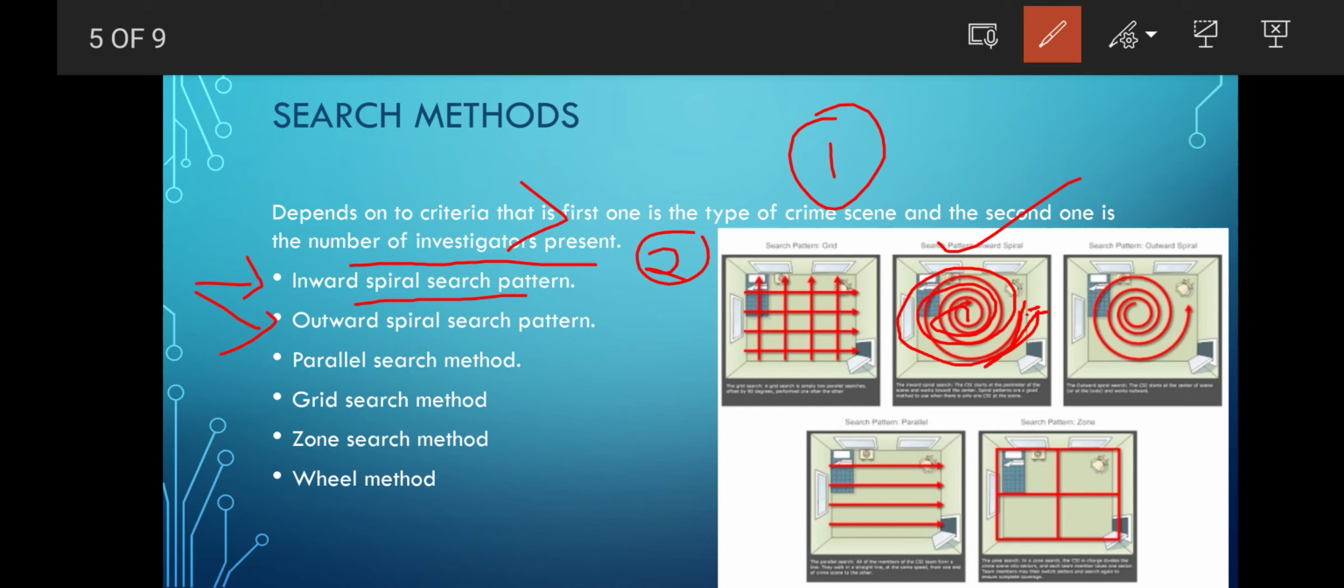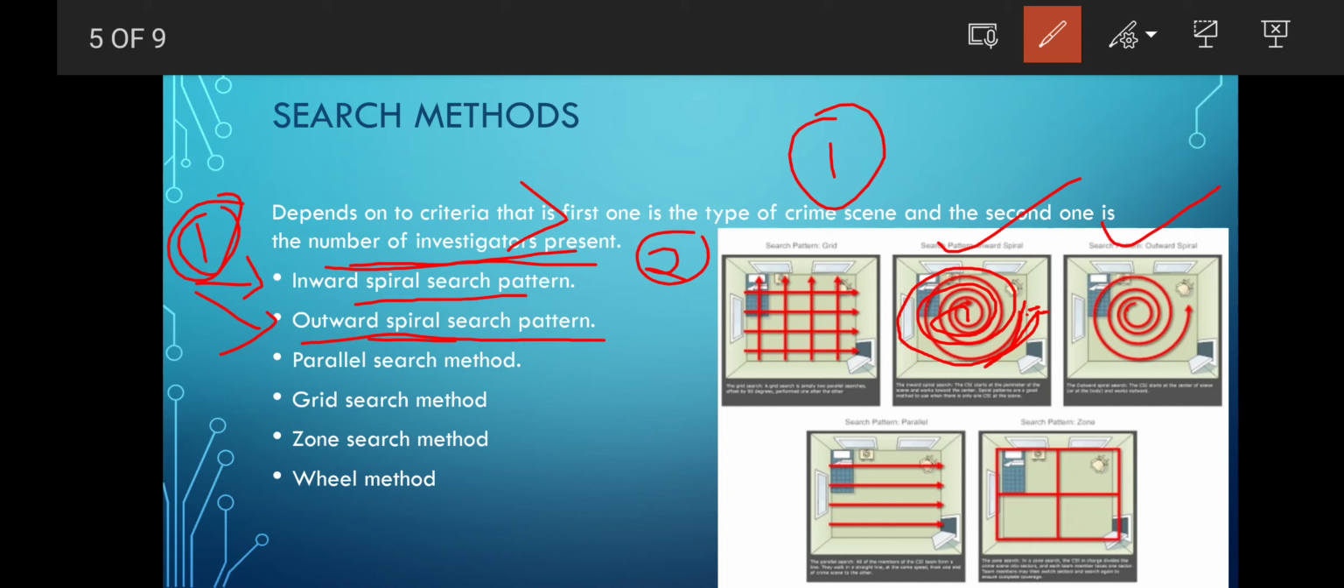But like I said, the number of investigators present does matter, right? So whenever there is one investigating officer, the spiral method will be followed. Then the outward spiral search pattern is exactly the opposite. The investigating officer will stand at the center of the crime scene.